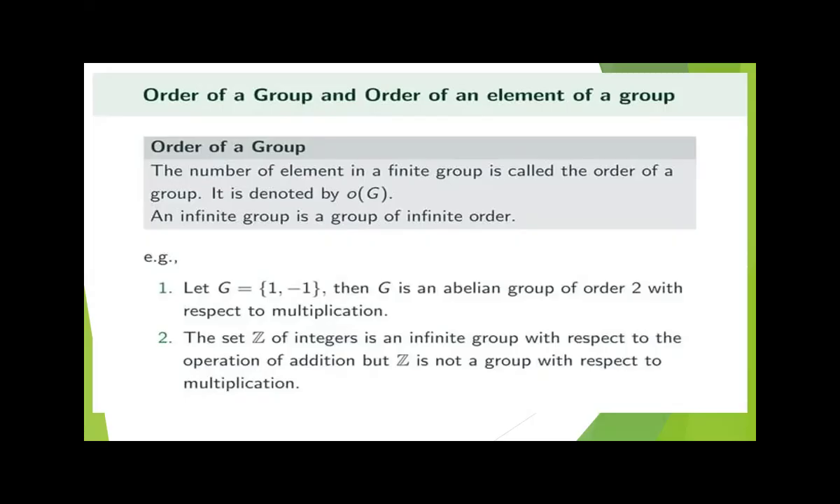The order of a group is the number of elements in the group, denoted by O of G. An infinite group is a group of infinite order, and a finite group is a group of finite order. Some examples: these examples we have already discussed in the examples of groups.